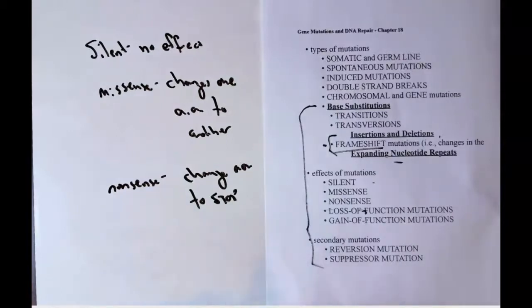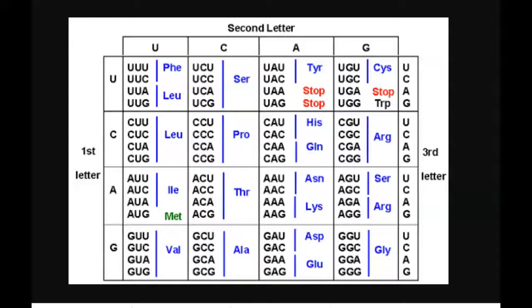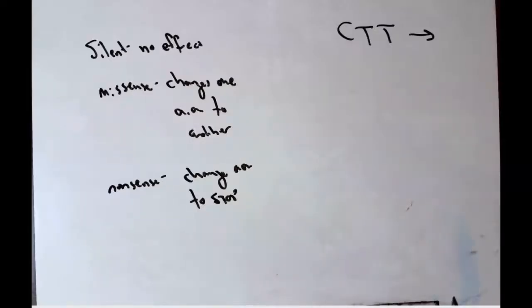So in order to understand how these work, we actually need to go back to our genetic code and the redundancy of that genetic code. So let's imagine a codon in the DNA that's CTT, and we're going to mutate that. Let's get a little bit fancy and say that it's a transversion mutation. So a transversion mutation. Now we're starting to pull things together.